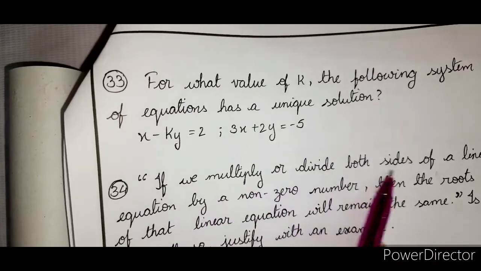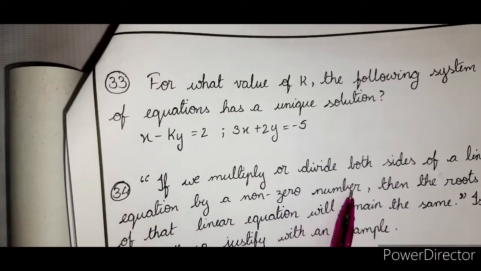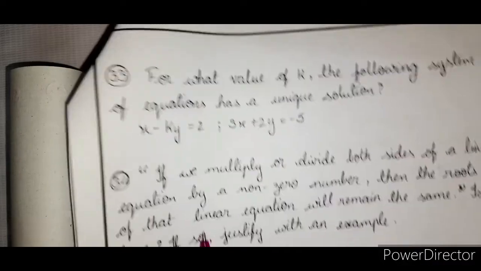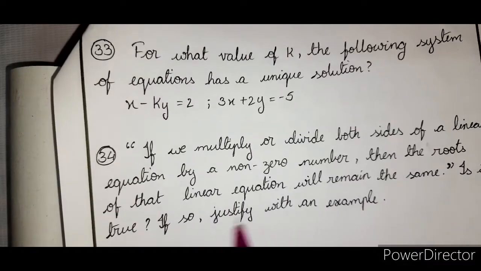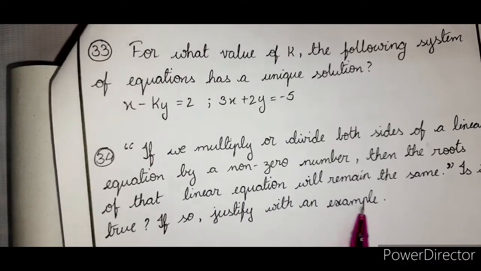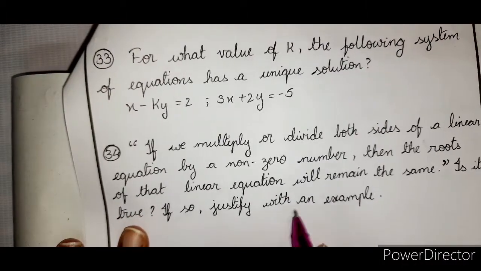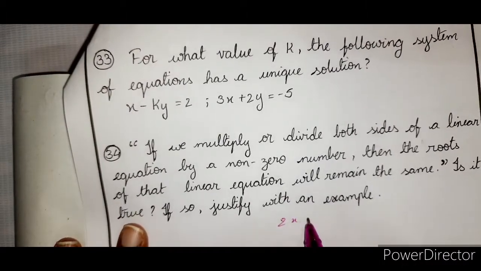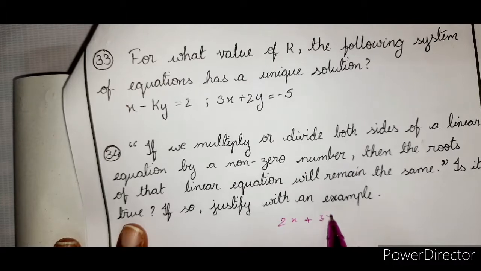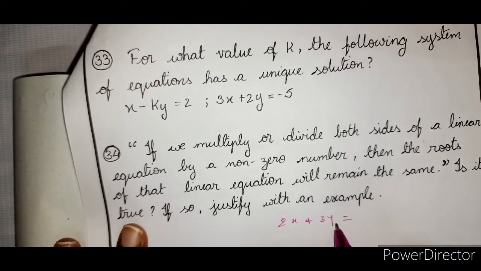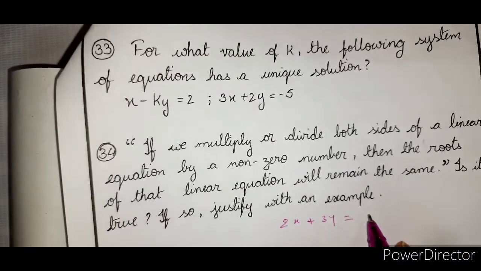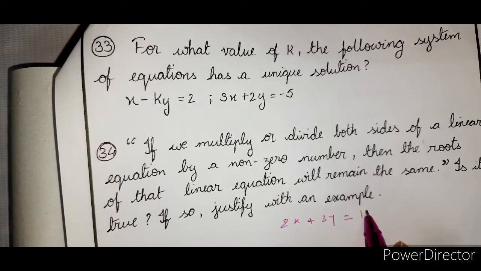If we multiply or divide both sides of a linear equation by a non-zero number, then the roots of the linear equation will remain the same. Is it true? Justify with an example. I am doing it here only. Let us suppose that 2x plus 3y is equal to 13.